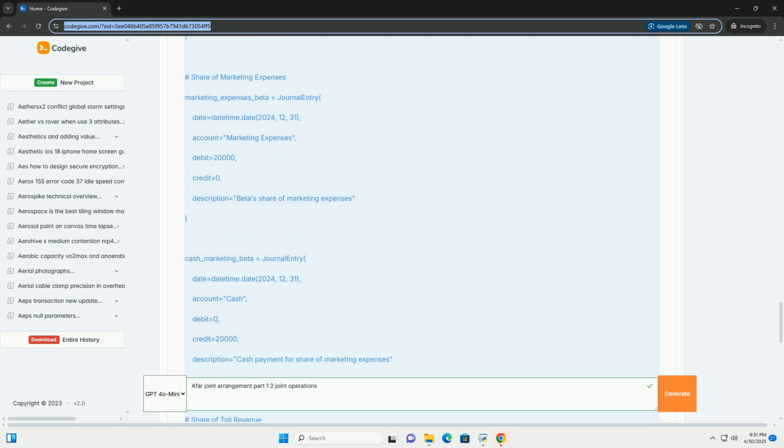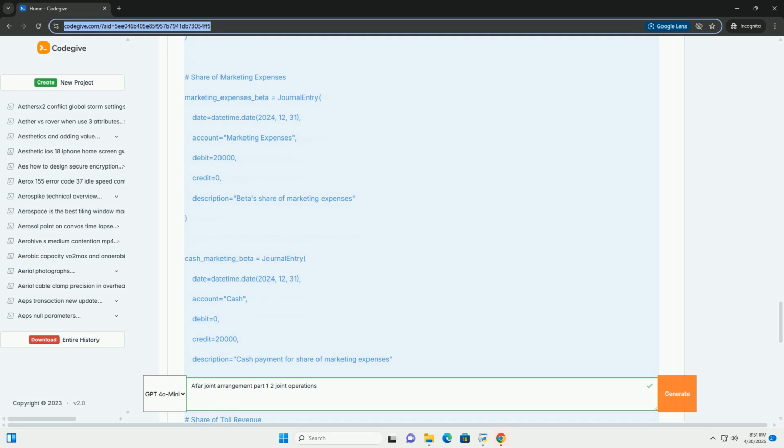Beta Incorporated's accounting. Assets: Beta has no asset contributions. Expenses: operating expenses, $150,000. Share of jointly incurred marketing expenses, 40% of $50,000 equals $20,000. Revenue: share of toll revenue, 40%.